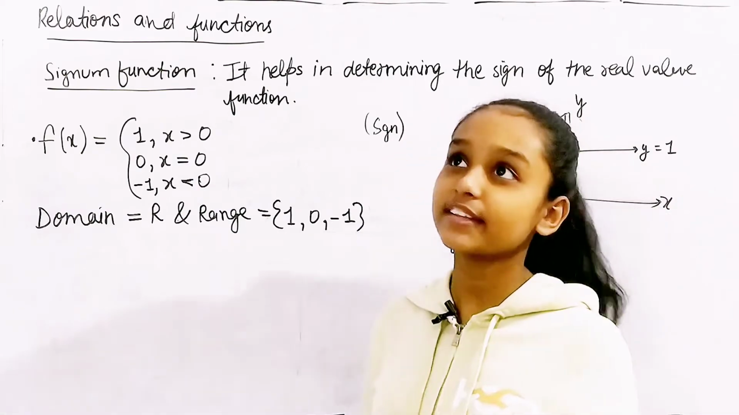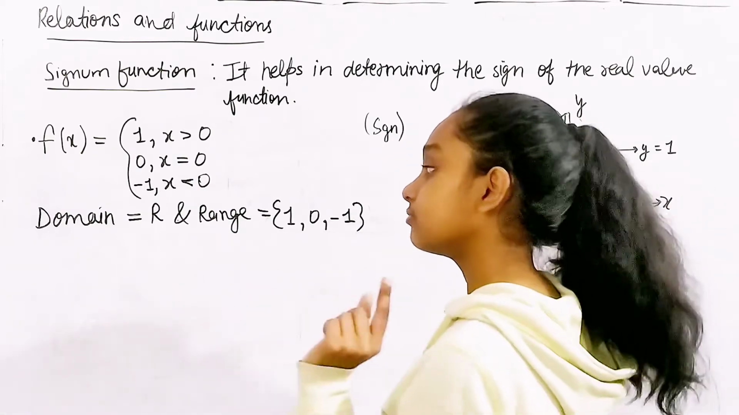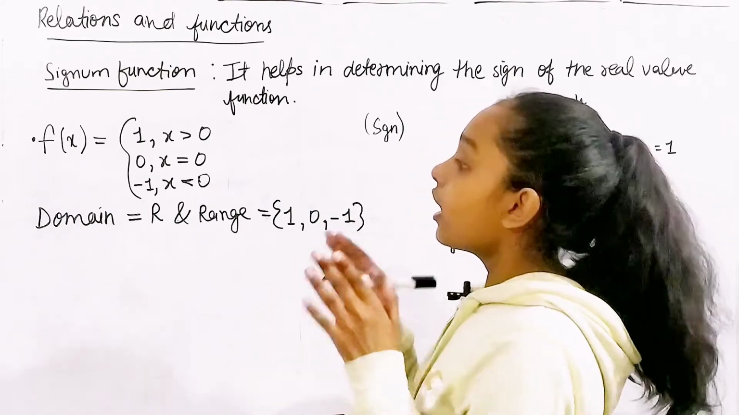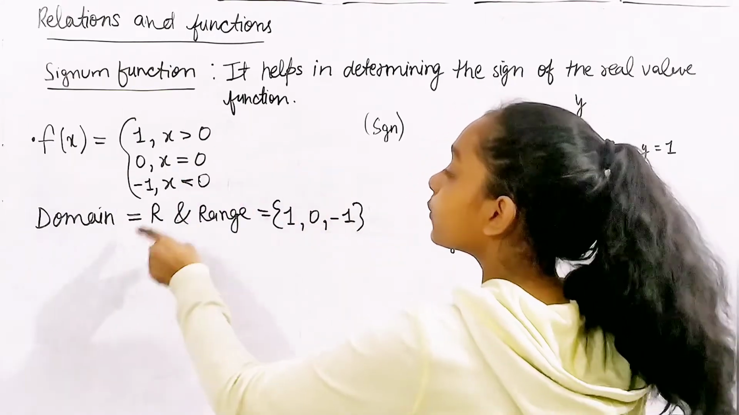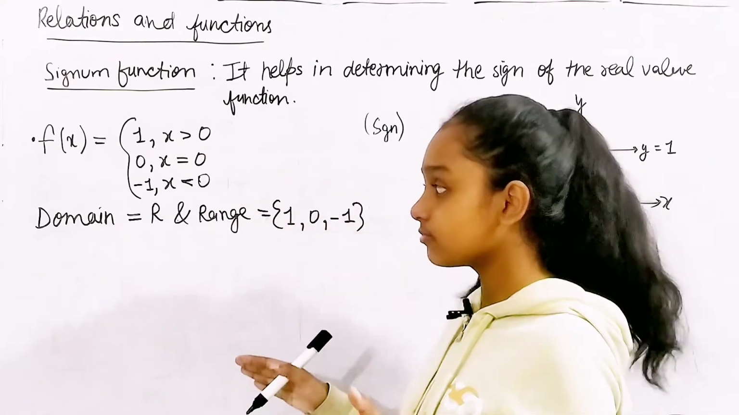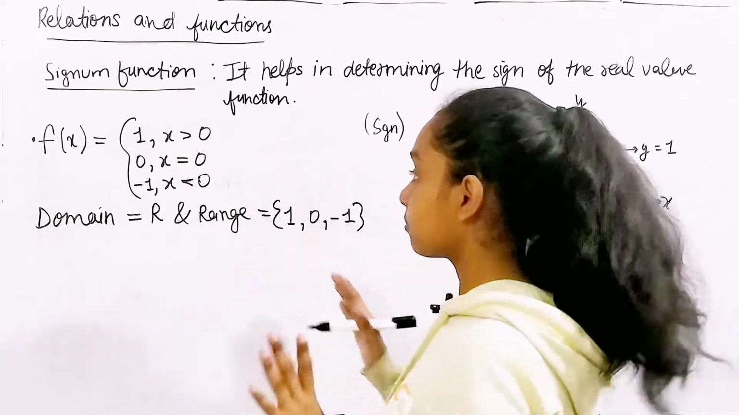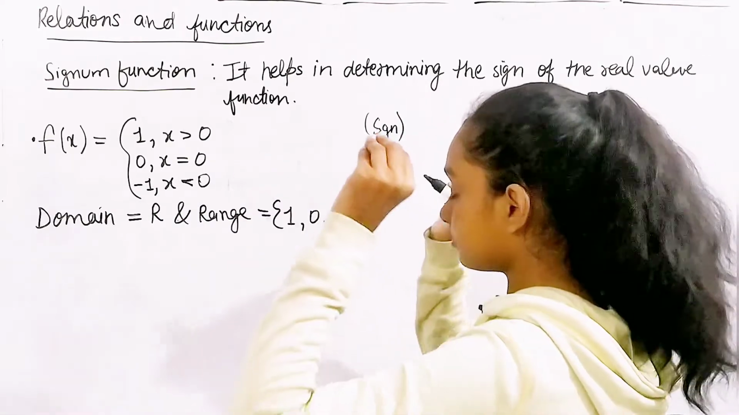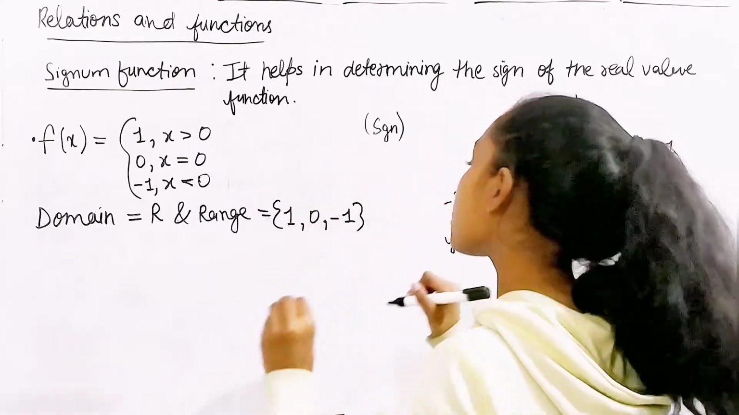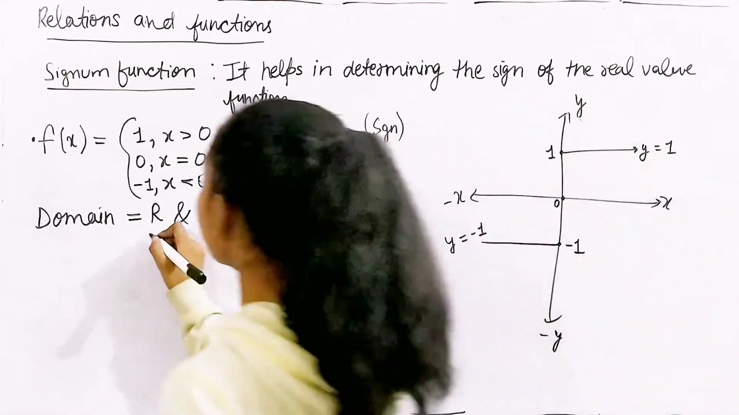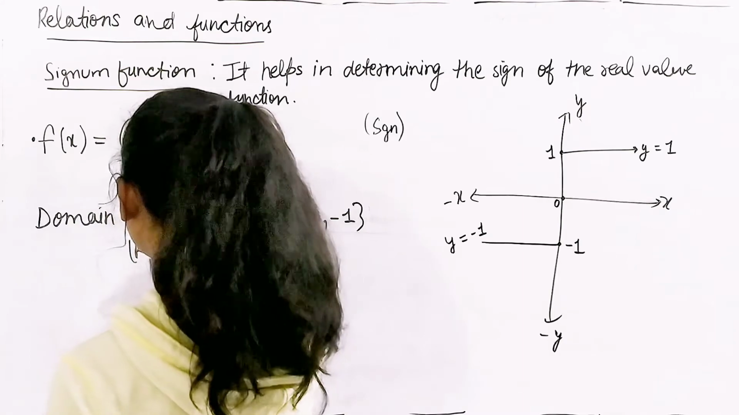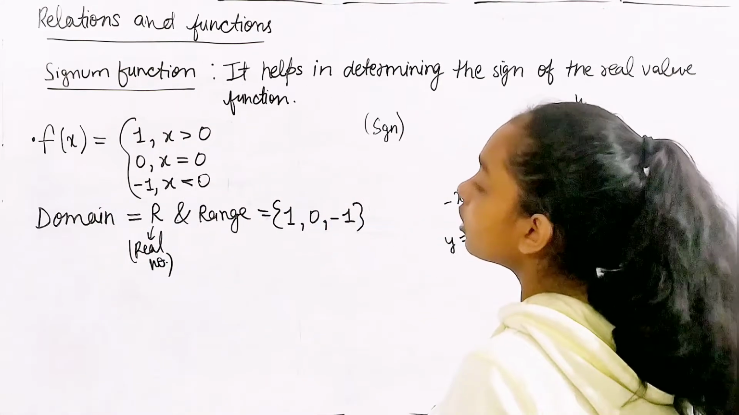The domain is equal to real numbers. This time I'll not make the mistake again of saying range, range, range. It is not range, it is real numbers. Okay, I think now it'll be clear.